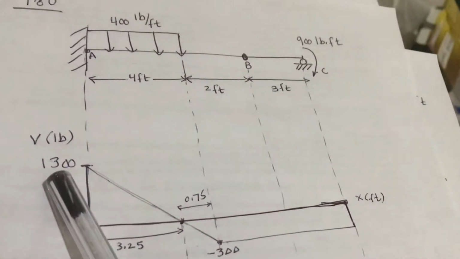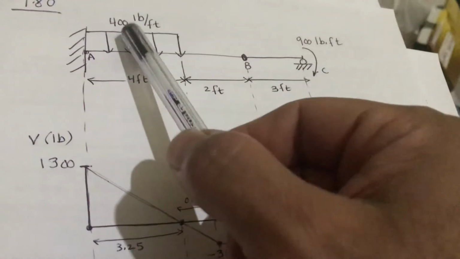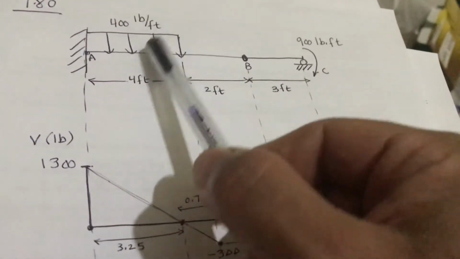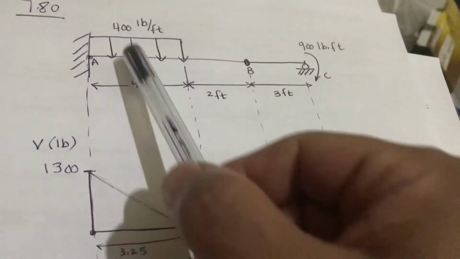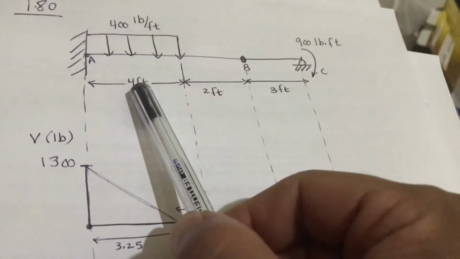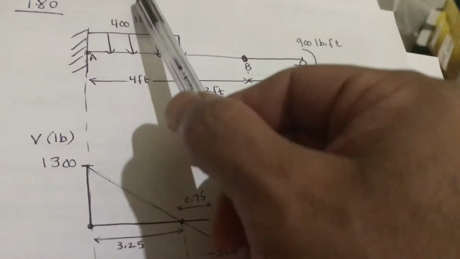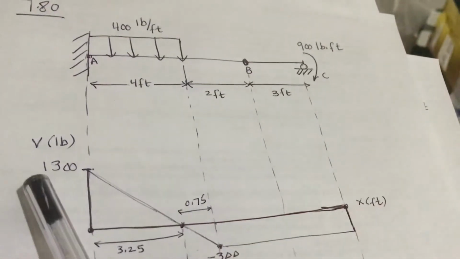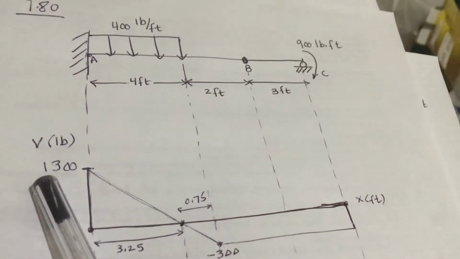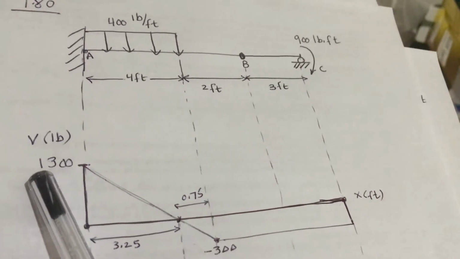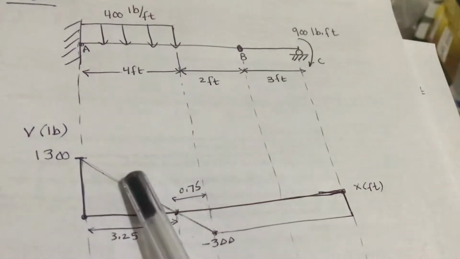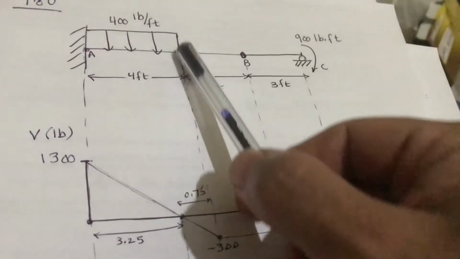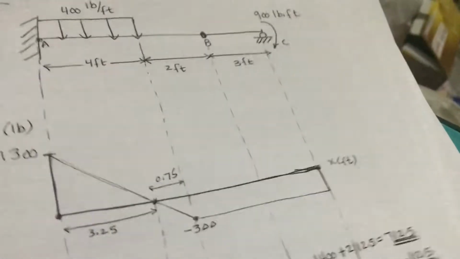Okay, so it's 1,300. How could you determine this? Remember, this is 400 times 4. That's what? 400 times 4, 4 times 4 is 16, so 1,600. And 1,600 down. This is 1,300 positive minus 1,600. It will be minus 300. So we're going to go from 1,300 to minus 300. Remember, at the end, minus 300.